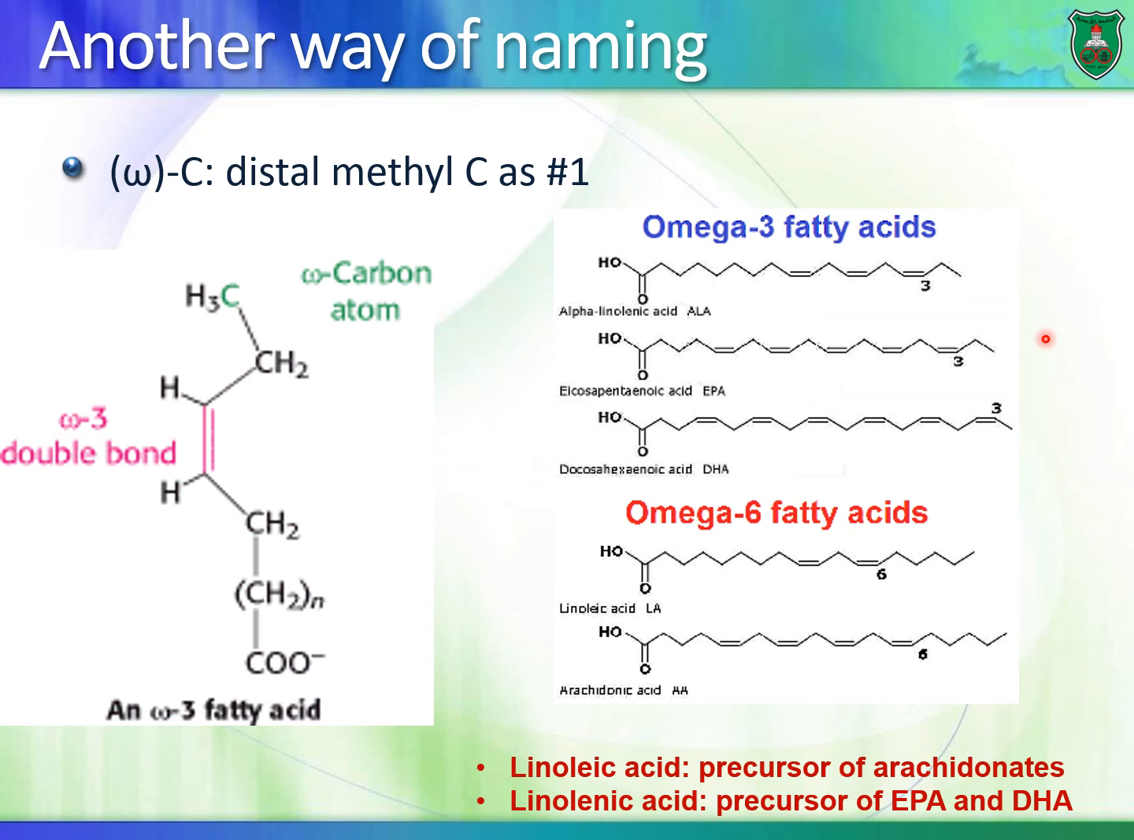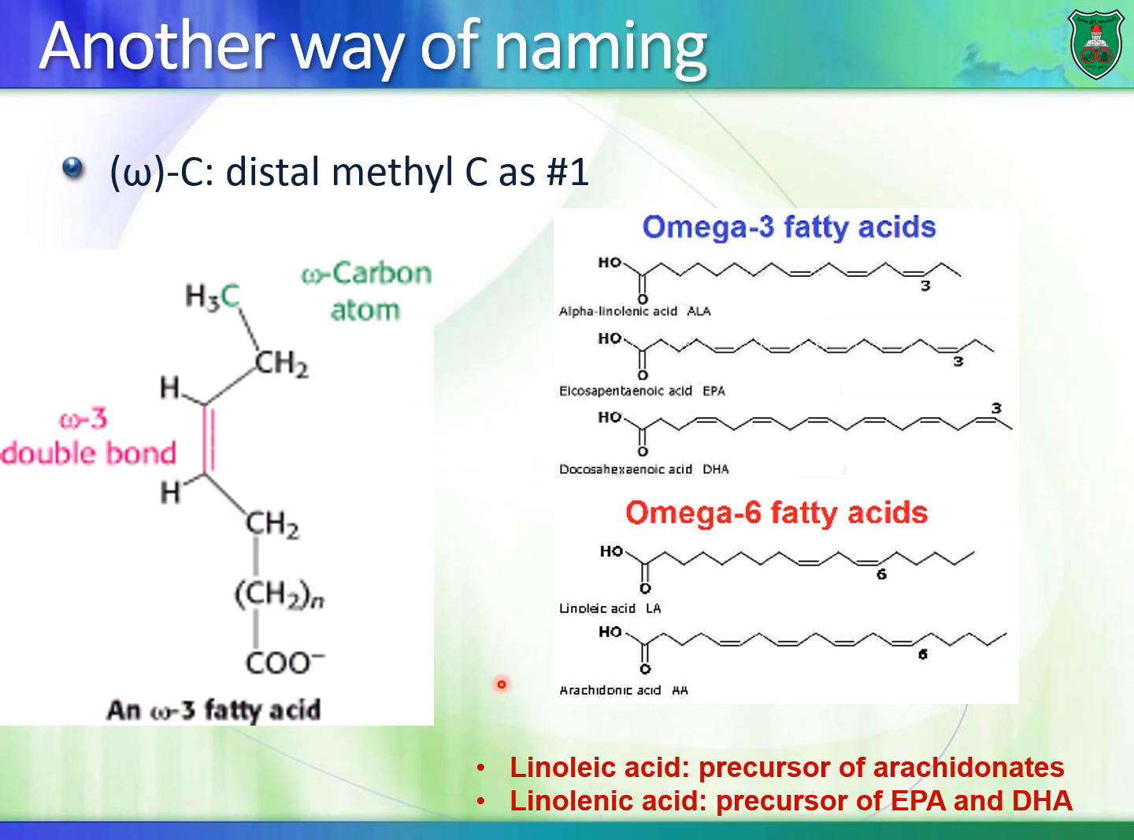So by saying this is an omega-3 fatty acid, we know that it contains a double bond at carbon number 3, starting counting from the methyl group. But we don't know exactly if there are any other double bonds. So it doesn't give us a lot of information. Omega-6 fatty acids have double bonds at carbon number 6, starting counting from the methyl group. So that's 1, 2, 3, 4, 5, 6. An example is linoleic acid, and arachidonic acid as well.